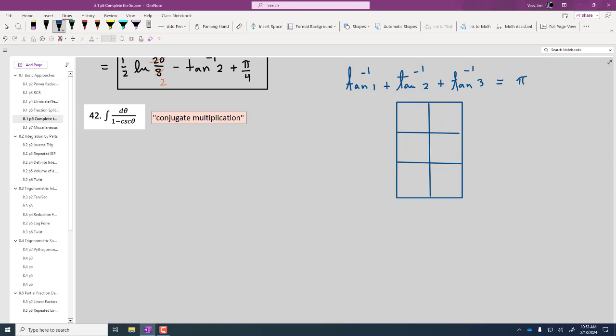So first off, anytime you see an arc function, you're thinking angle. So arctan of 1 is the angle that has a tangent of 1. Arctan of 2 is the angle with a tangent of 2. Arctan of 3 is the angle with a tangent of 3. Pi, if you're looking geometrically, visually, pi is a straight line.